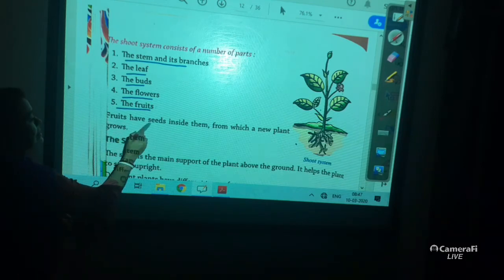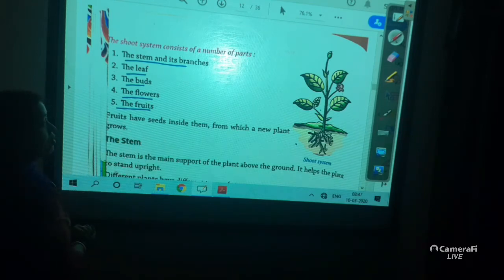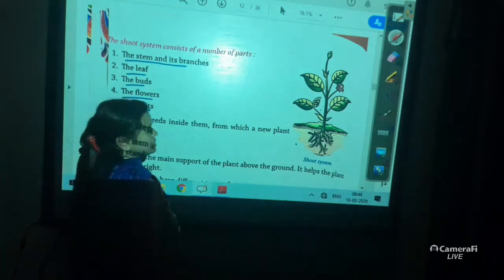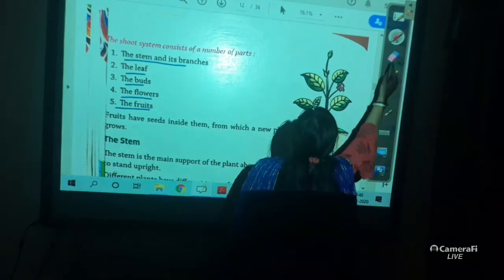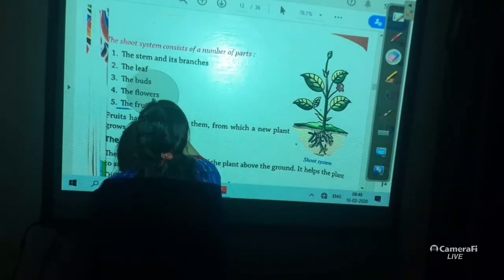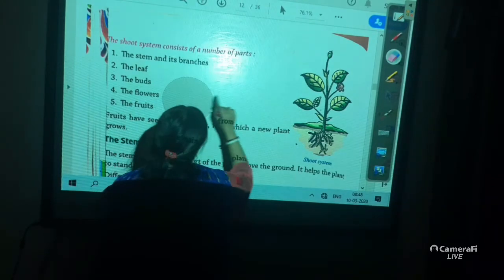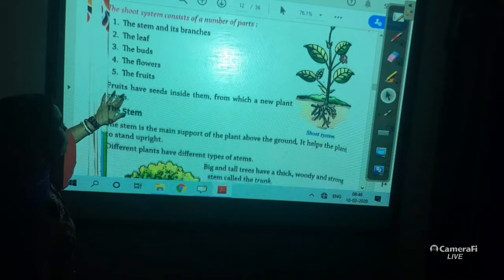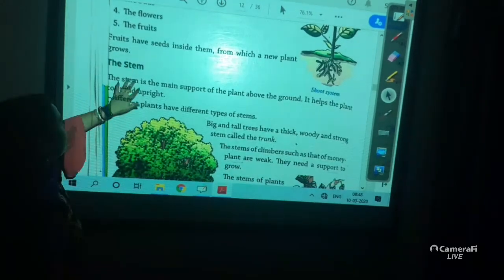Now fruits have seeds inside them from which a new plant grows. जो fruit है, fruit के अंदर seed रहते हैं. We all know this thing. The seeds are present inside the fruits and from these seeds the new plant grows. तो हम लोग को पता है कि seed से new plant arise होता है. ठीक है? और वो seed कहाँ पे रहता है? Where is the seed present? Yes, inside the fruit. जो seed है वो fruit के अंदर रहते हैं और उस seed से new plant arise होता है. Okay?